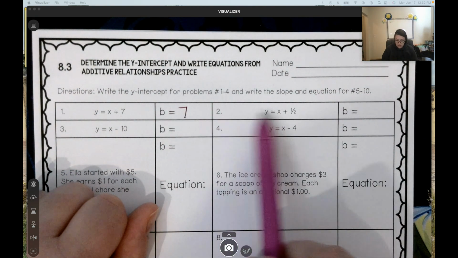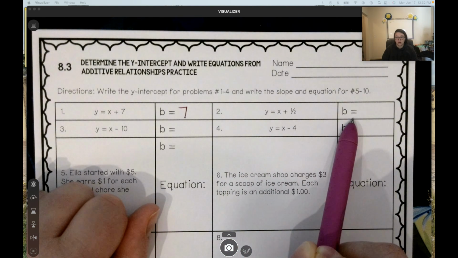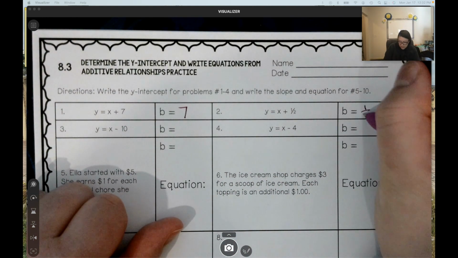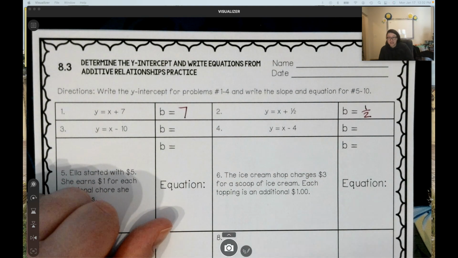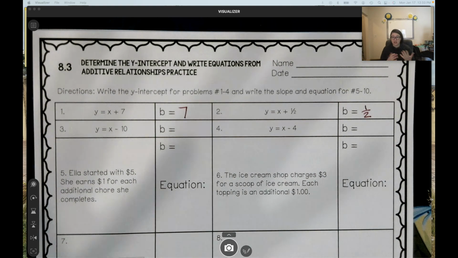What is my b in 2? x plus 1/2. What's my b here? 1/2. Your b can be a decimal. Your b can be a fraction. Your b can be a mixed number. Your b could be a square root. Your b could be scientific notation. Your b could be any kind of number at all. It's not always just positives and negatives.